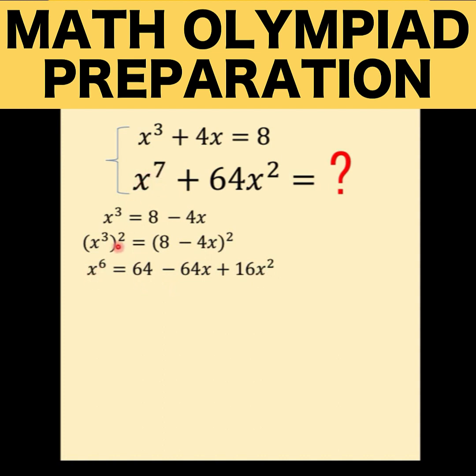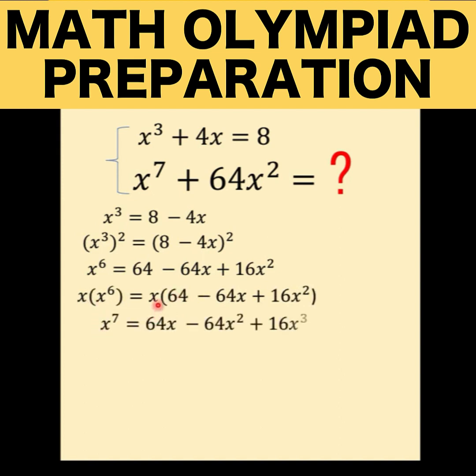So how can we get x to the 7th if we already have x to the 6th? The answer is we multiply both sides of this equation by x. So multiplying by x, we get x to the 7th at the left, and we distribute this x to this trinomial to arrive at 64x minus 64x squared plus 16x cubed.